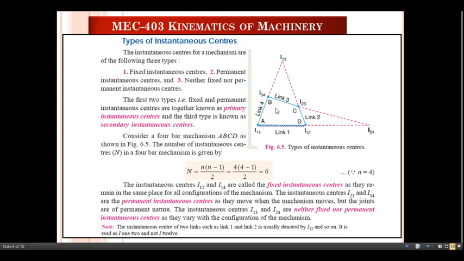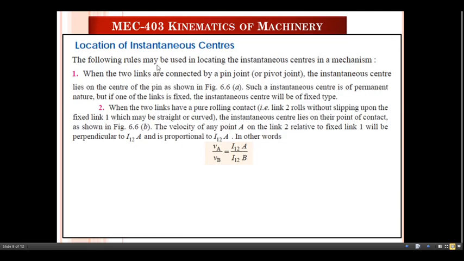Then, if the instantaneous center does not lie on any part of the mechanism or links available, that is, it lies outside of those links, it is known as neither fixed nor permanent instantaneous center, as it actually varies with the configuration of the mechanism. So let us discuss the location of instantaneous centers.